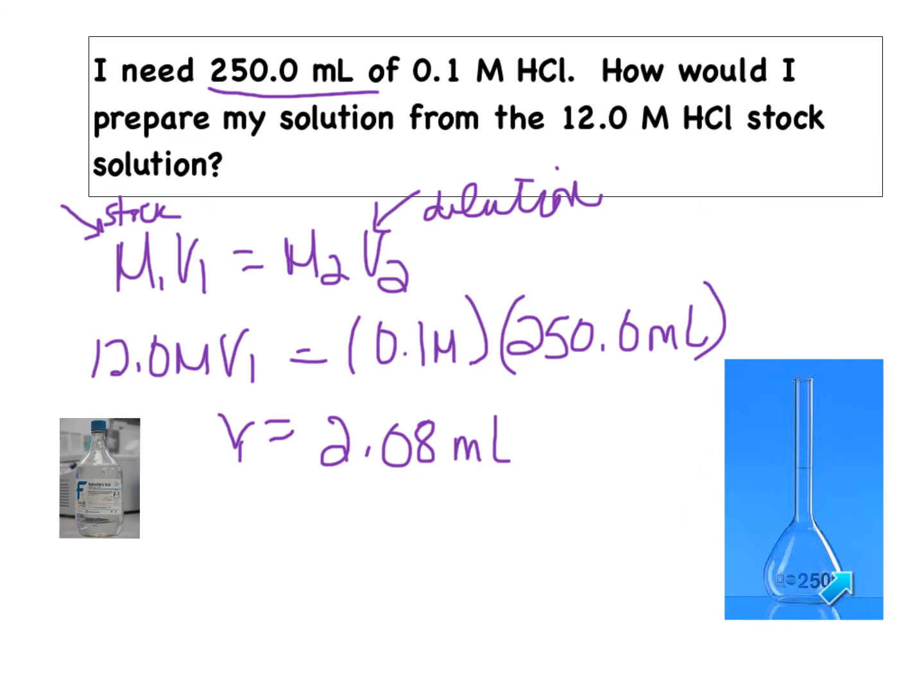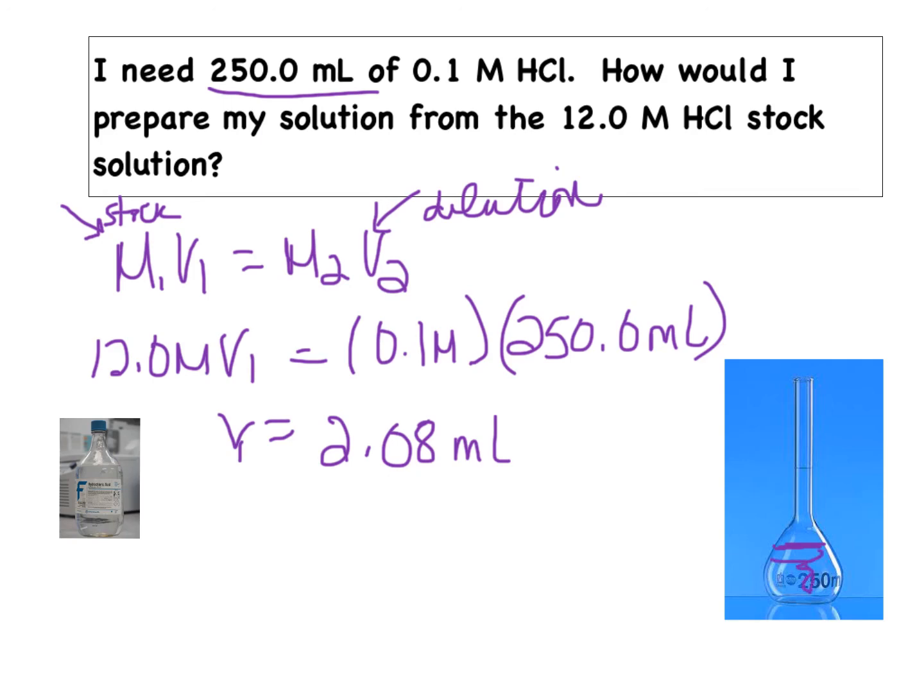Now, the one thing I'll mention now, and we'll talk about this again later, is that we have a rule about adding acid to water, because the addition of acid to water is highly exothermic. We would want to have some water already in our volumetric flask before we go ahead and add the acid to it, so that the heat would be allowed to dissipate throughout the solution.